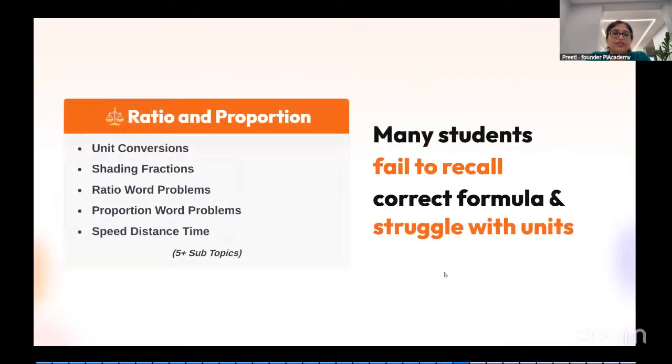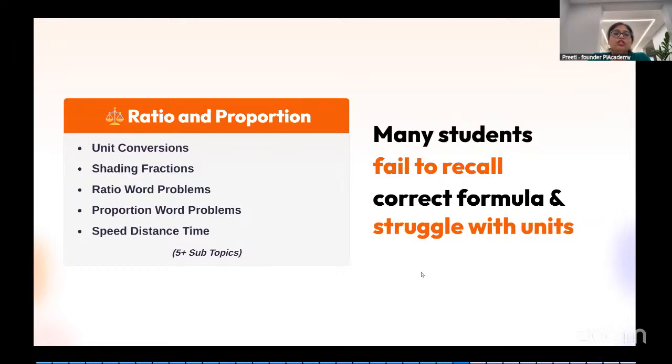Moving on, Akanksha. So the next topic is ratio and proportion, and many students fail to recall the correct formula and struggle with the units. I think most of the parents will agree with me that unit conversion is a big problem. So if the question is given in centimeters and the final answer needs to be in meters, children forget, they don't know the conversion formulas, and that's where the major problem comes up.